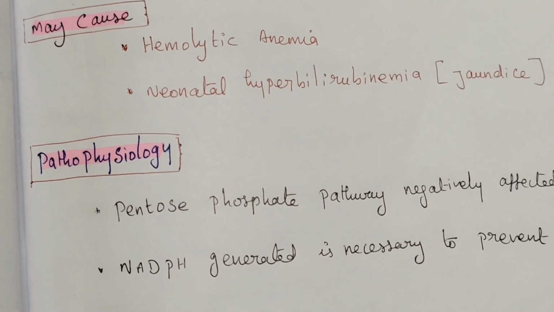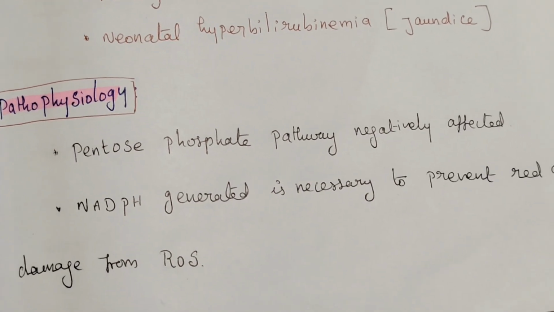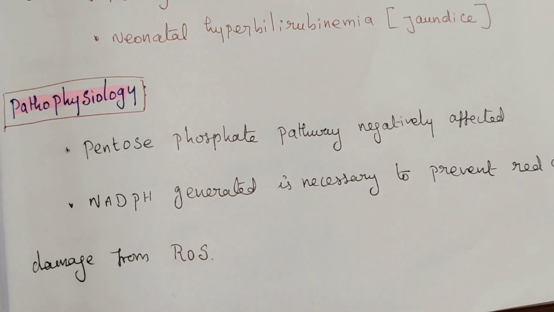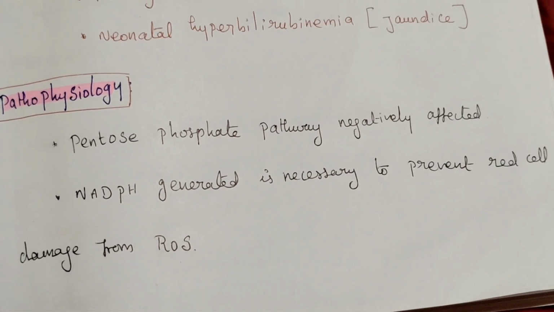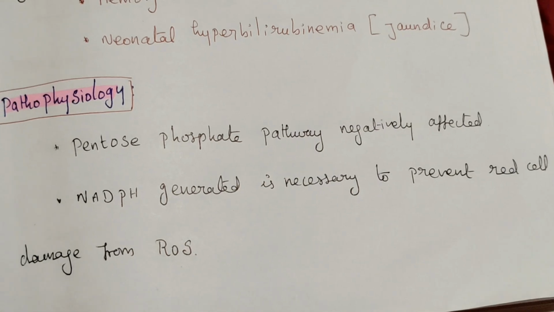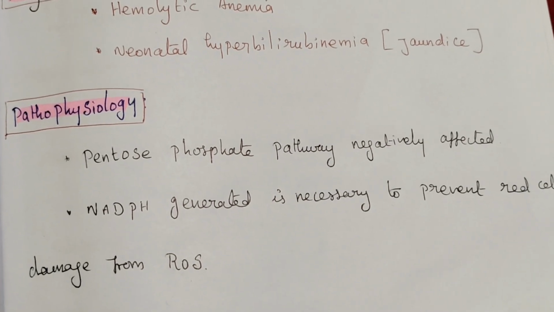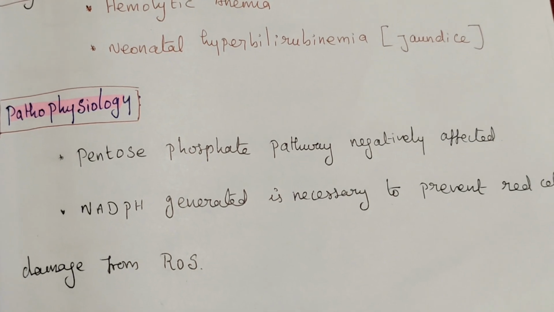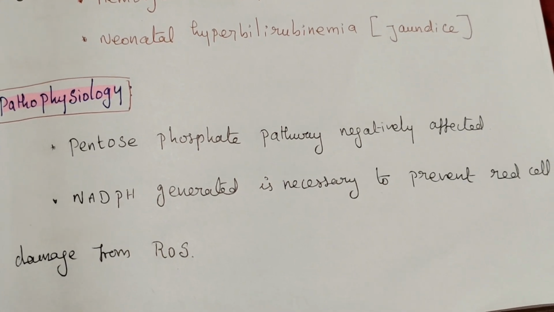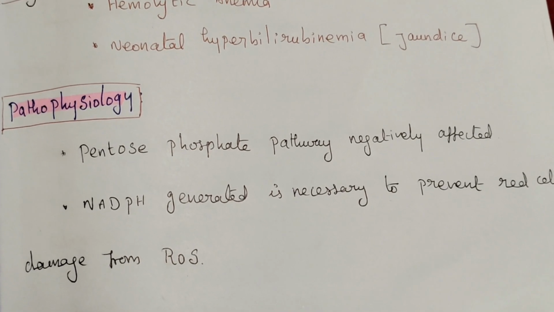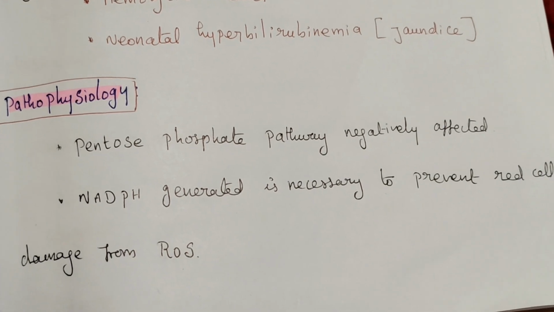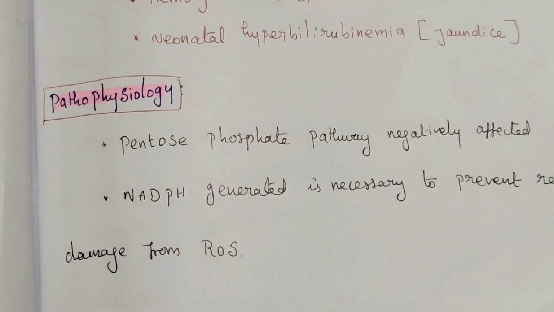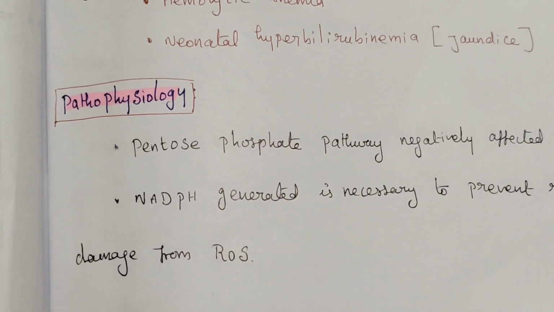Now, what is the pathophysiology of glucose-6-phosphate dehydrogenase deficiency? The glucose-6-phosphate dehydrogenase enzyme is very important, crucial in the pentose phosphate pathway. The pentose phosphate pathway is negatively affected when this enzyme is deficient.